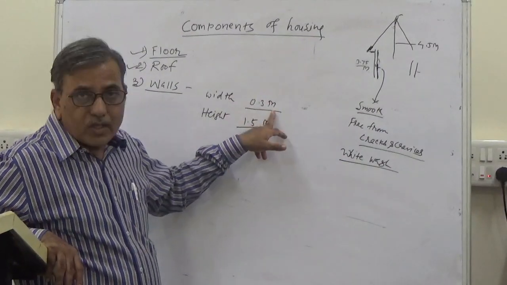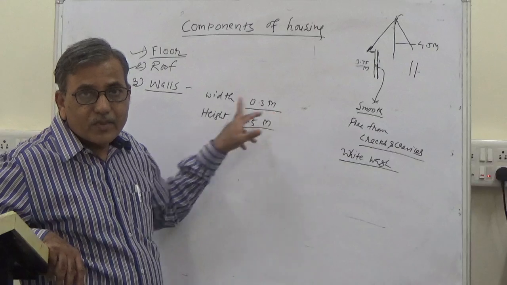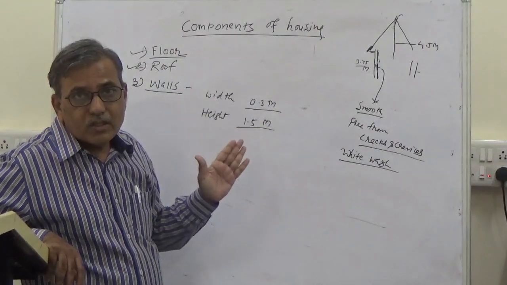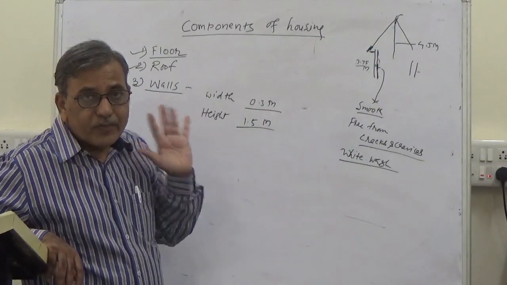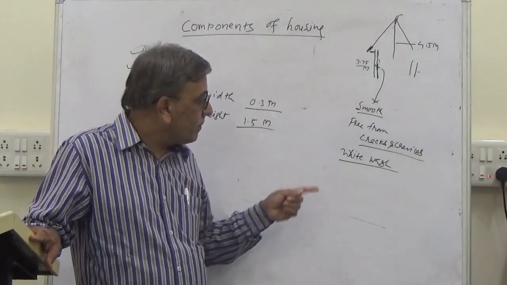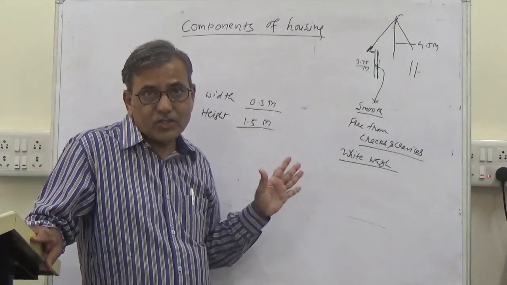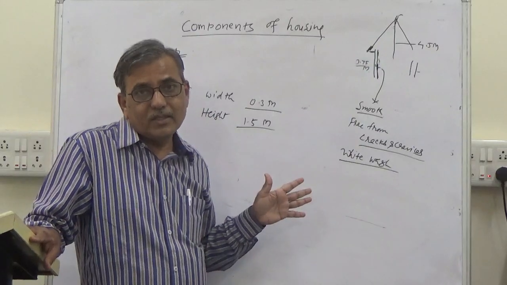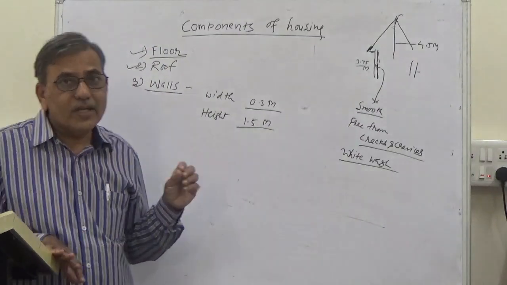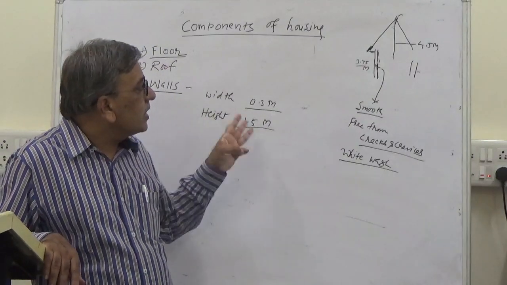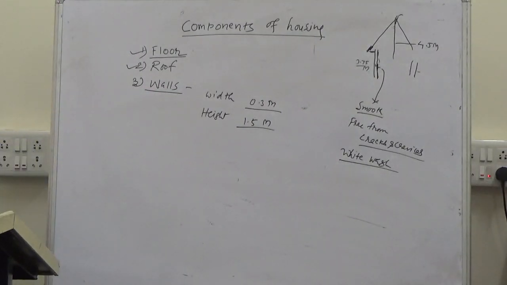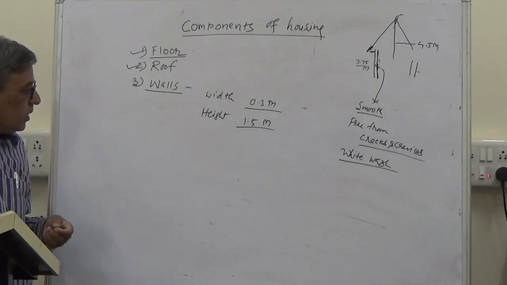The width of the wall on an average should be 0.3 meters. The height should be 1.5 meters. The inner side of the wall should be smooth. It should be free from cracks and crevices to avoid breeding of ectoparasites. Then it should have whitewash from the inner side for disinfection purpose as well as for reflection of light. So this is the third component of a dairy house, walls. Then the fourth one is doors.